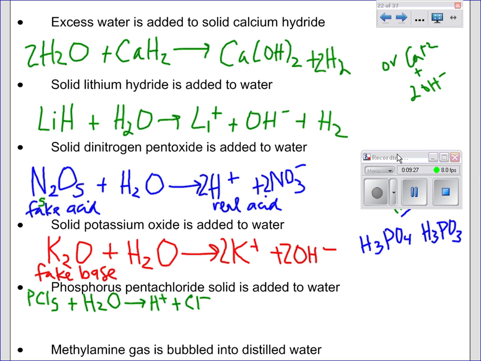What's the oxidation state of the phosphorus here? +5. So I need the acid that has a +5, and which one is it? It's H3PO4. Is that a weak or a strong acid? Weak. So we're going to leave it together. And that's it. And now we have to balance this. And so 5 Cl's, that means I have 5 negatives, so I want 5 positives. And that's balanced, I think.